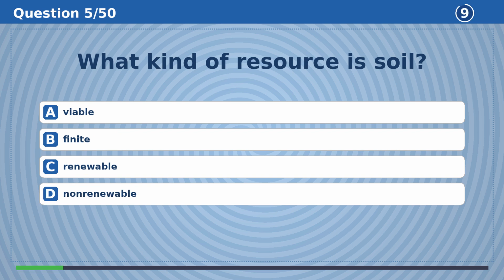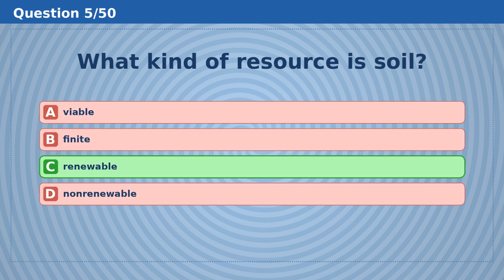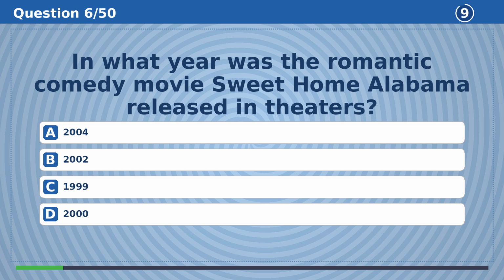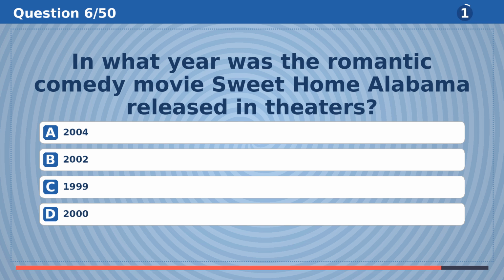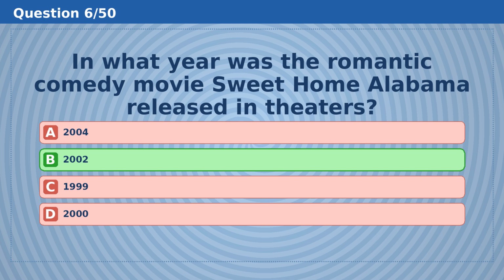What kind of resource is soil? The answer is C, renewable. In what year was the romantic comedy movie Sweet Home Alabama released in theaters? The answer is B, 2002.